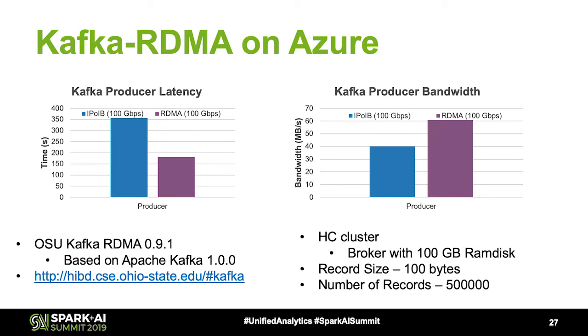We also took some performance evaluations for Kafka-RDMA. Here we can see that the latencies are almost cut down by half when we switched over to RDMA. And on the bandwidth, we got a good improvement as well. Like I mentioned before, with the OSU Big Data Project, we see really good performance improvements.